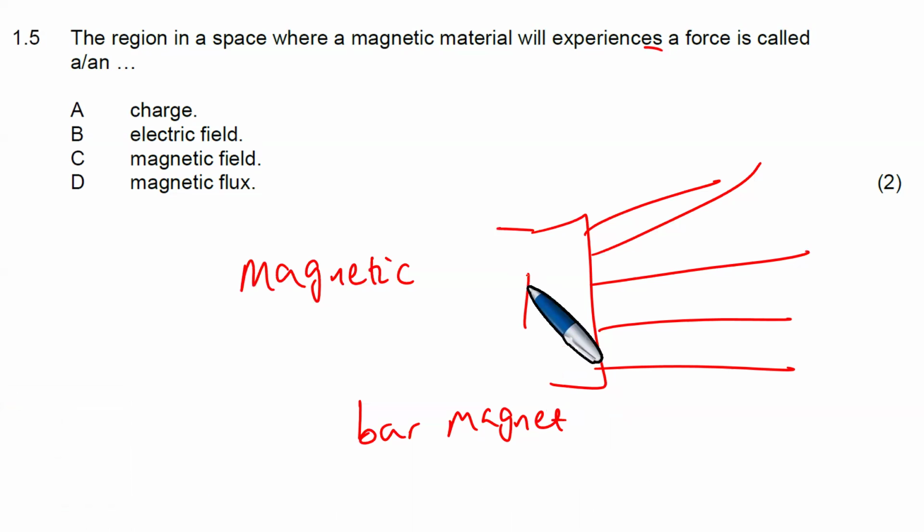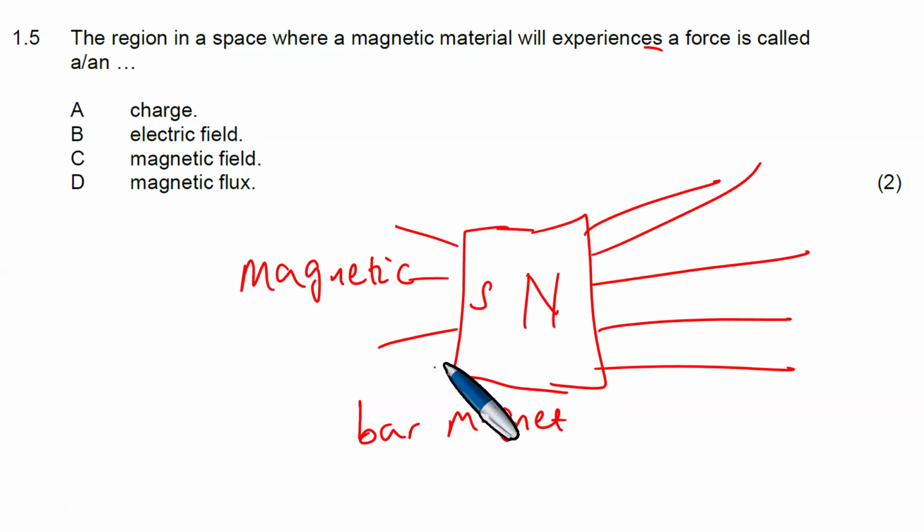For instance, it can be the north pole of the bar magnet, or you can have the south pole of the bar magnet. So what do you have here, for example? This one in the north, where do the arrows go? Where do the arrows go?